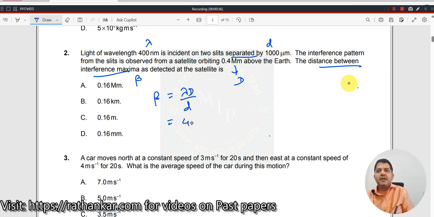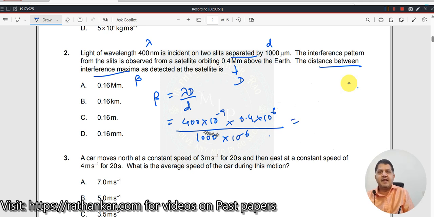So this should be 400 into 10 power minus 9 multiplied by capital D, which is 0.4 megameters, 10 power 6, divided by small d, 1000 microns, 1000 into 10 to the power of minus 6. So just calculate this: 400 into 0.4, 4 4s are 16, and this should be 160.